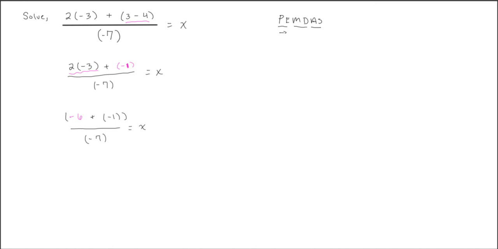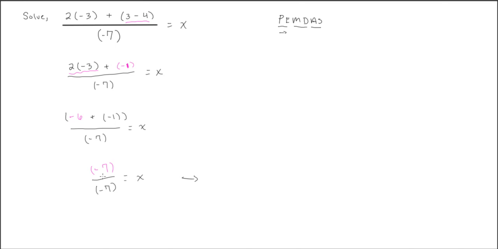Okay, so let's finish that top piece. And I've got a -6 plus a -1. Okay, so you've got -$6 in your bank account, and you're going to spend another dollar that you don't have. You're adding in one more negative. So that's going to give us a -7 on the top. And then we've still got that divided by -7 on the bottom.